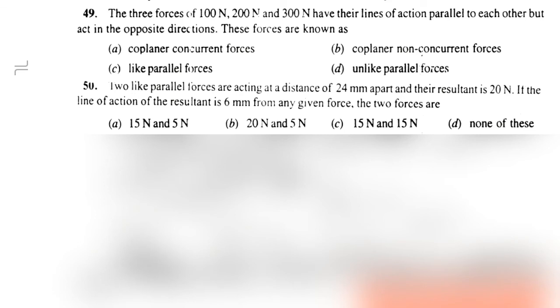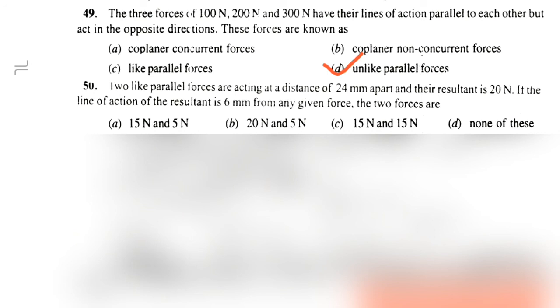Here next question is question 49. The three forces of 100 Newton, 200 Newton and 300 Newton have their lines of action parallel to each other but act in opposite direction. These forces are known as, here friends these are the options, and here option D, that is unlike parallel forces, is the correct answer for this question.